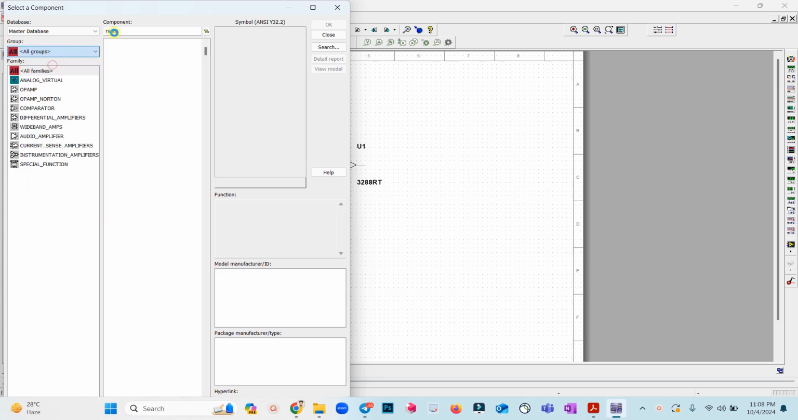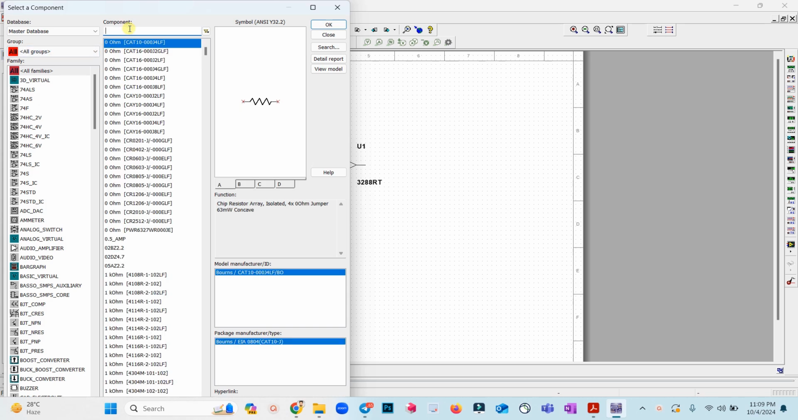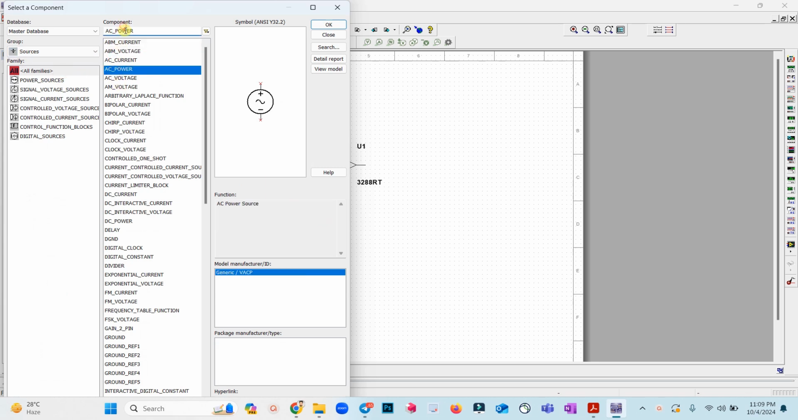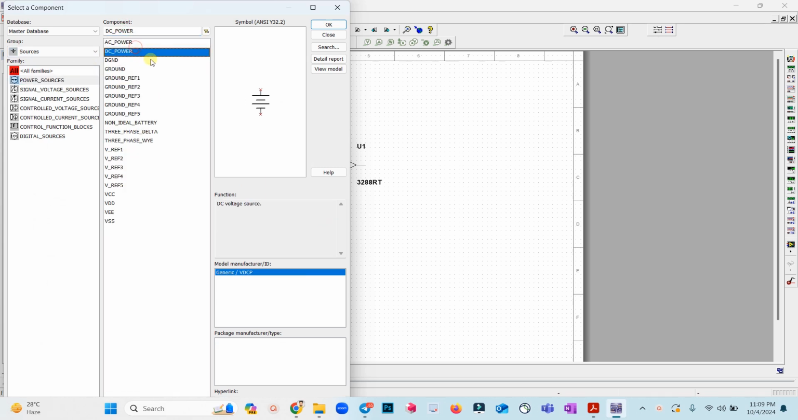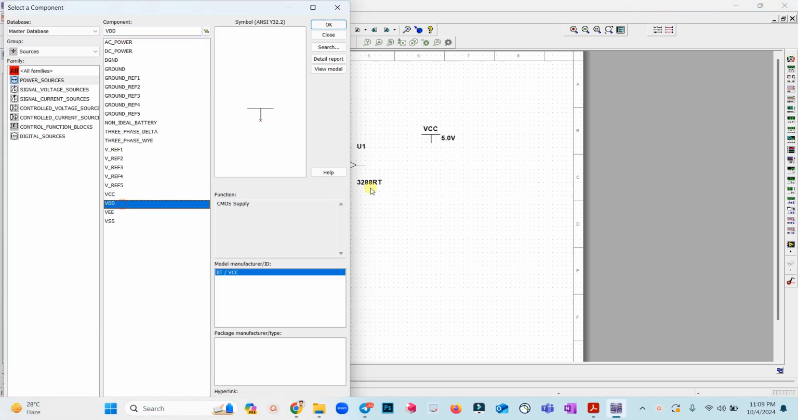We will be needing the resistors. Okay, so we need three resistors. So I'm going to place three resistors, and of course we need DC power. So we can go to sources and then maybe power sources. This is a DC source, and we need two of those, and we also need a power supply for this IC. This is a dual power supply IC.